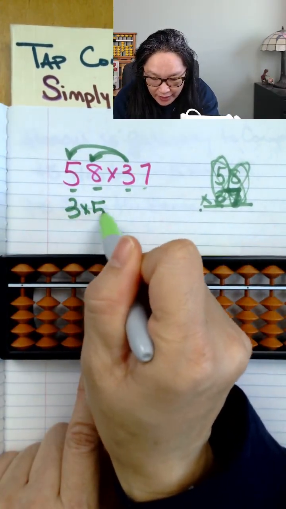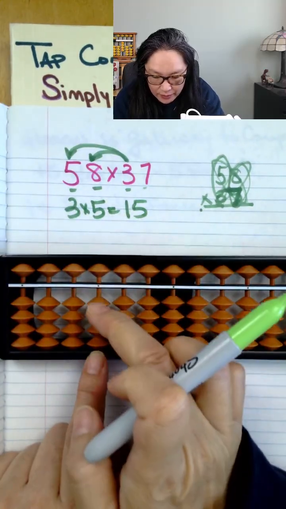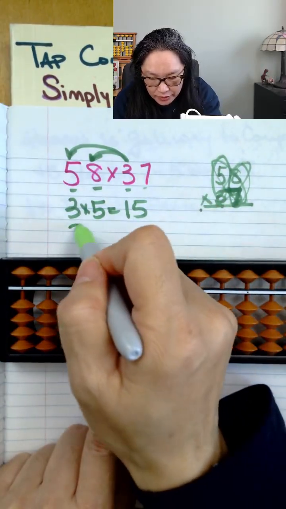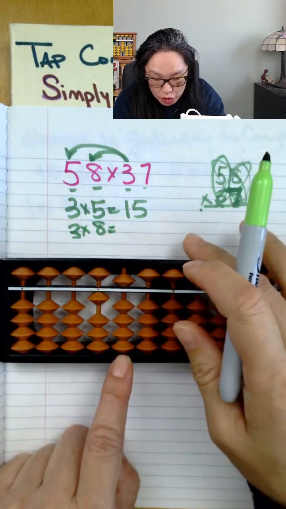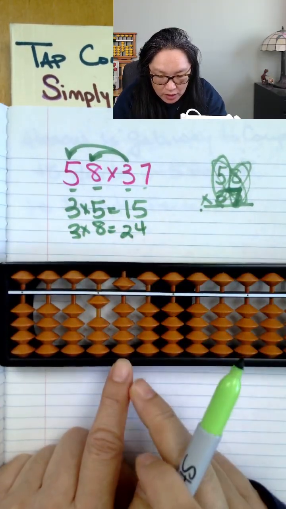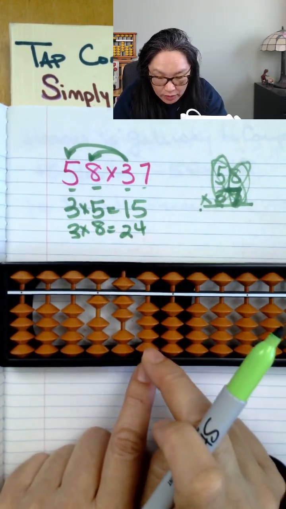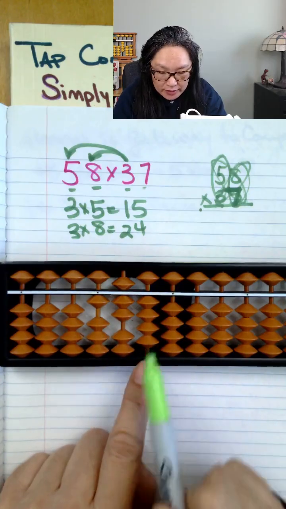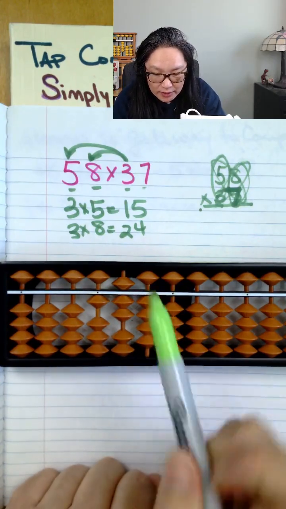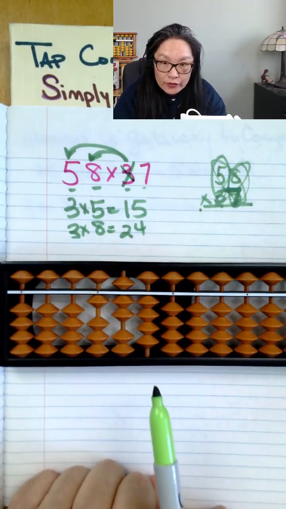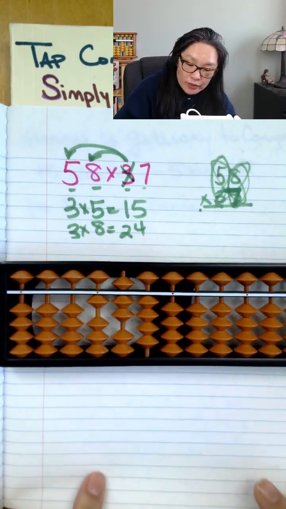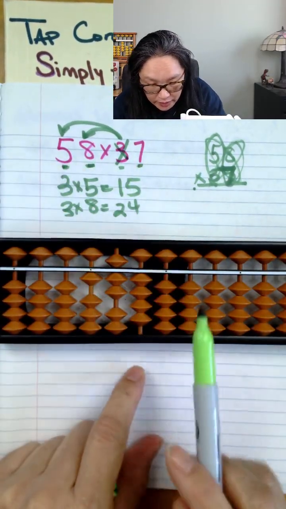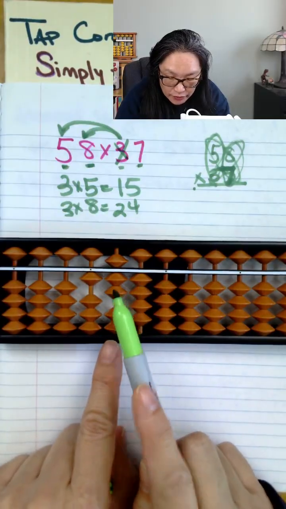3 times 5 is equal to 15. I add my 1, I add my 5, right? And then 3 times 8 is 24. I add my 2, I add my 4. So now I have my partial product. Because I have my partial product, I'm done with this. I don't need to figure it out. I have to figure out my next starting point. So what's my next starting point? 1, 2, 3.